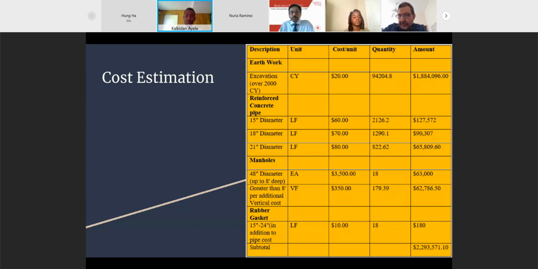Next is the cost estimation, which includes excavation cost, the reinforced concrete pipe, the manholes and rubber gaskets, and is approximately $2.3 million.